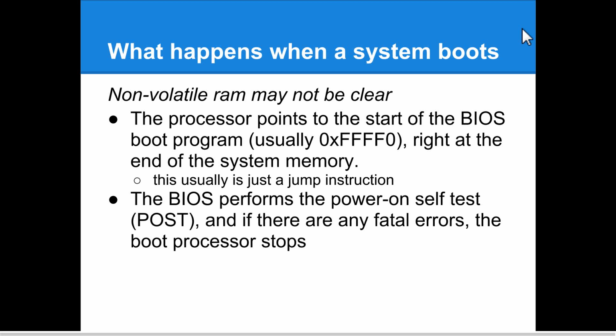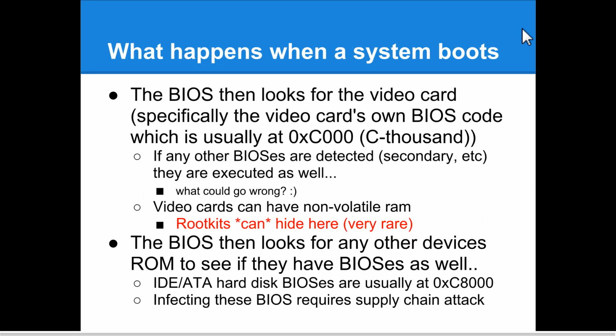The processor usually points to the start of the BIOS program. This is hard-coded, and it's usually at that address right at the end of system memory. And usually the first instruction here is just a jump instruction, and it jumps to BIOS code somewhere else. The BIOS performs the power-on self-test, which is called POST, and sees if there are any fatal errors, and if there are, the processor just stops. The BIOS then looks for the video card, and specifically it jumps to wherever the video card's own BIOS code should be. And if any other BIOSes are detected along in this process, it executes them as well.